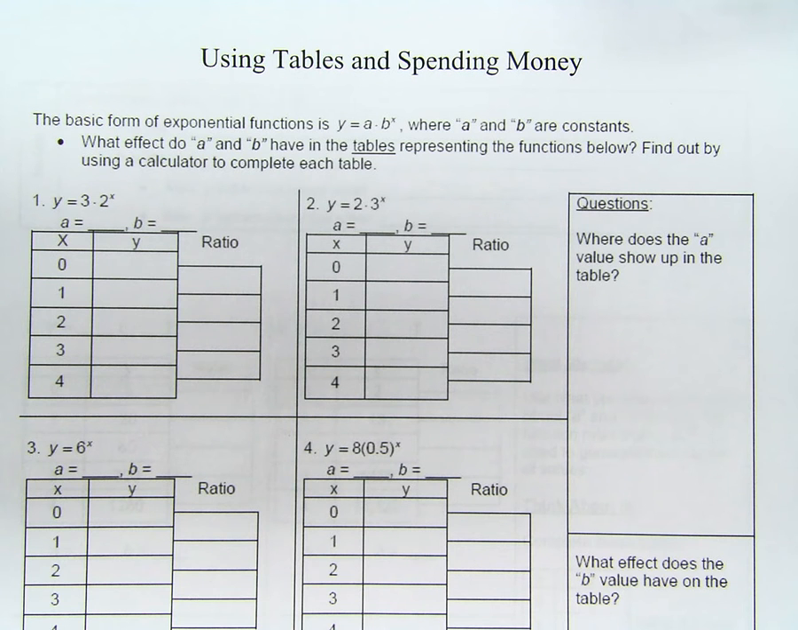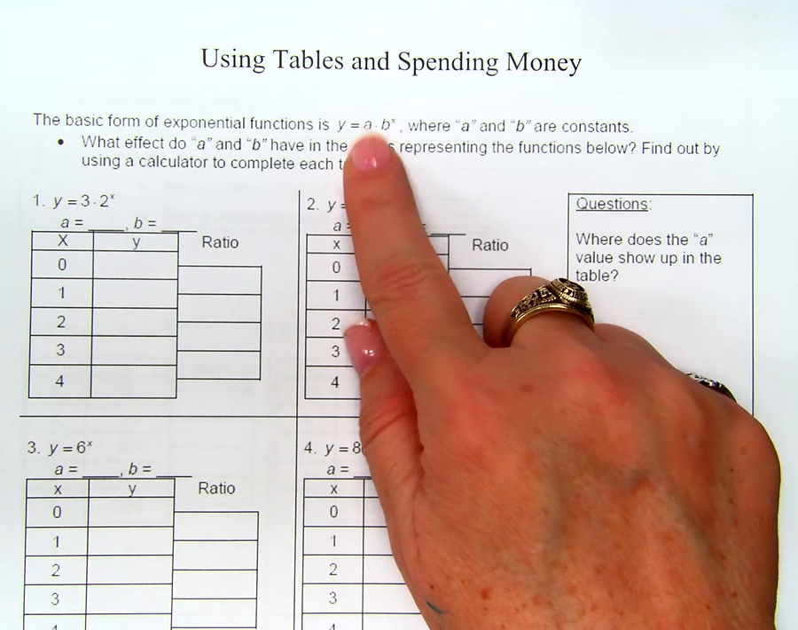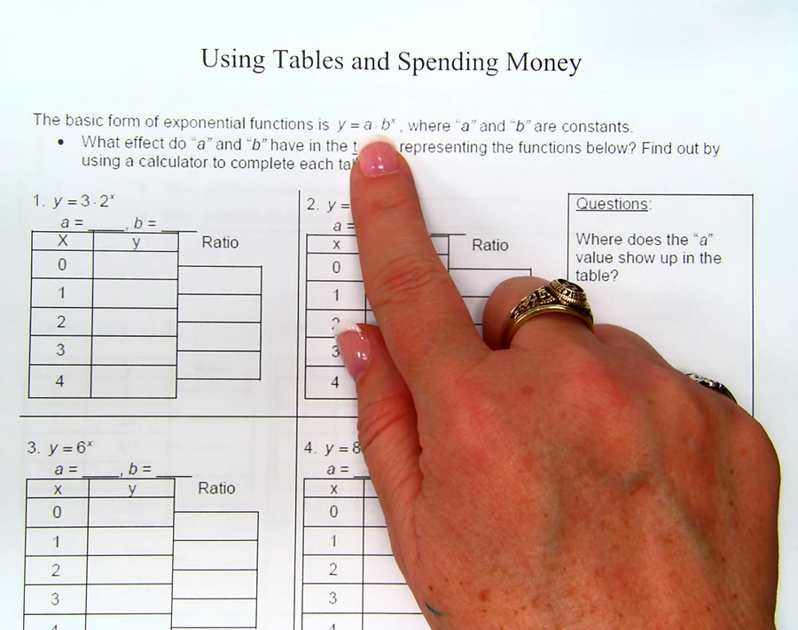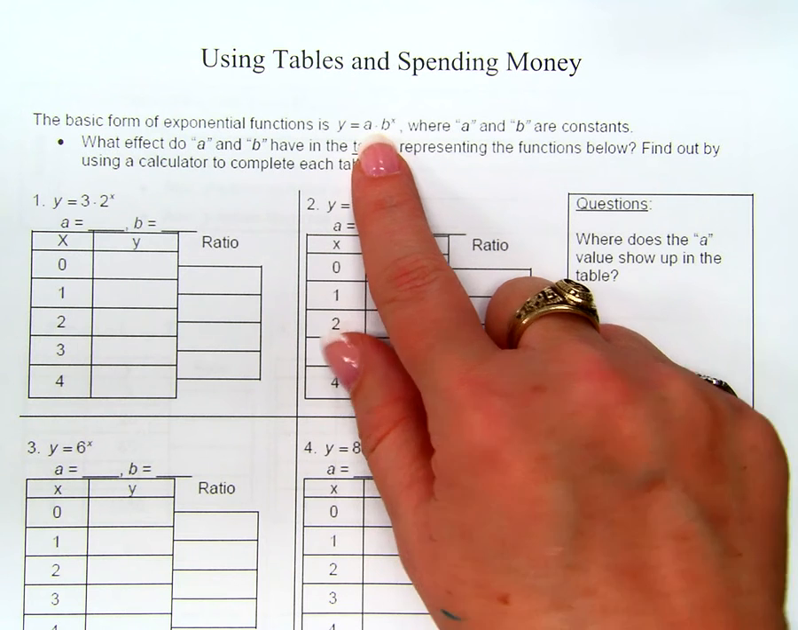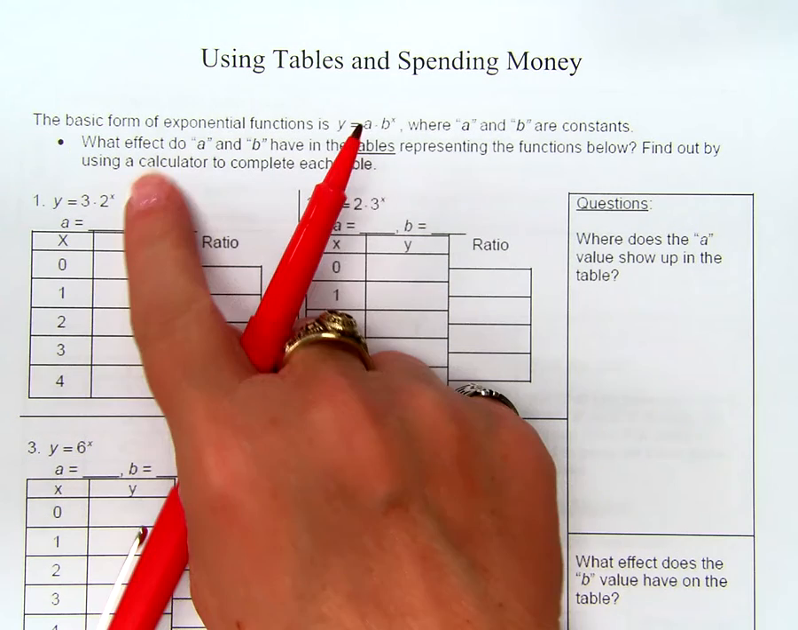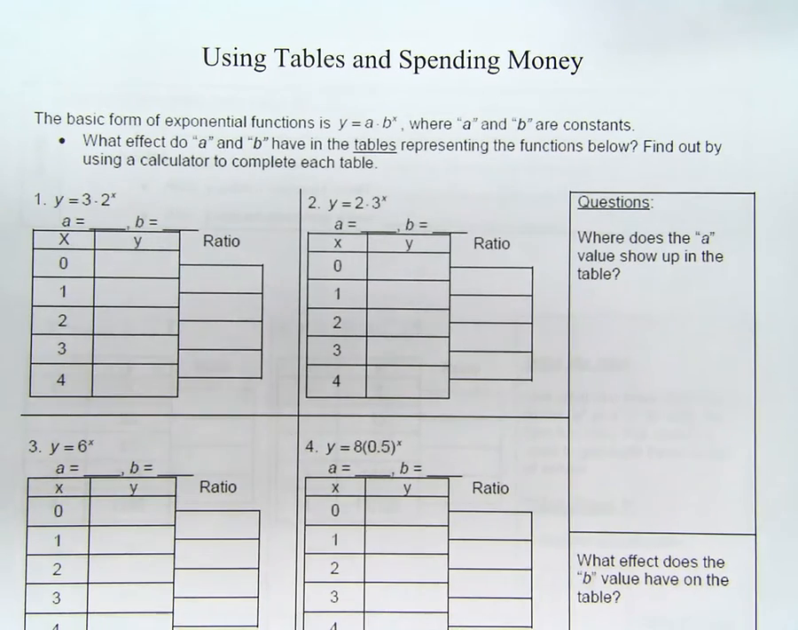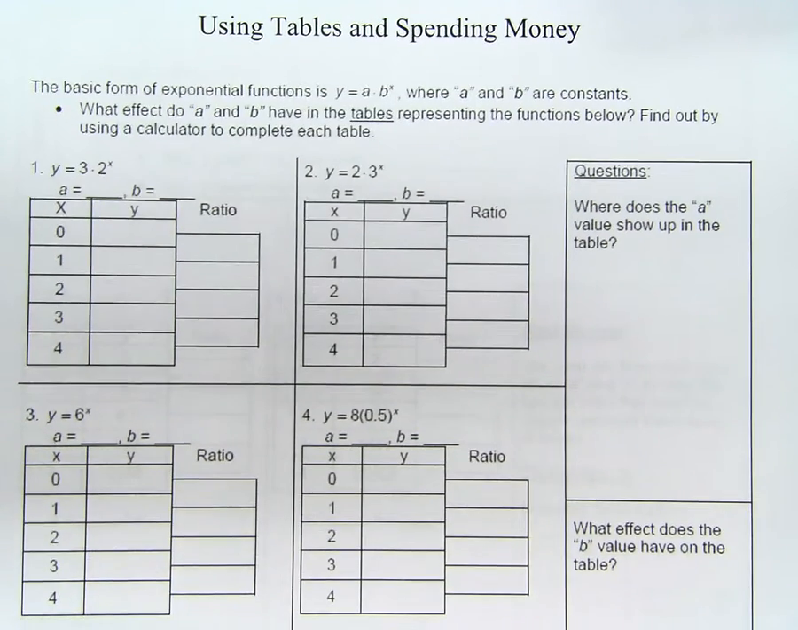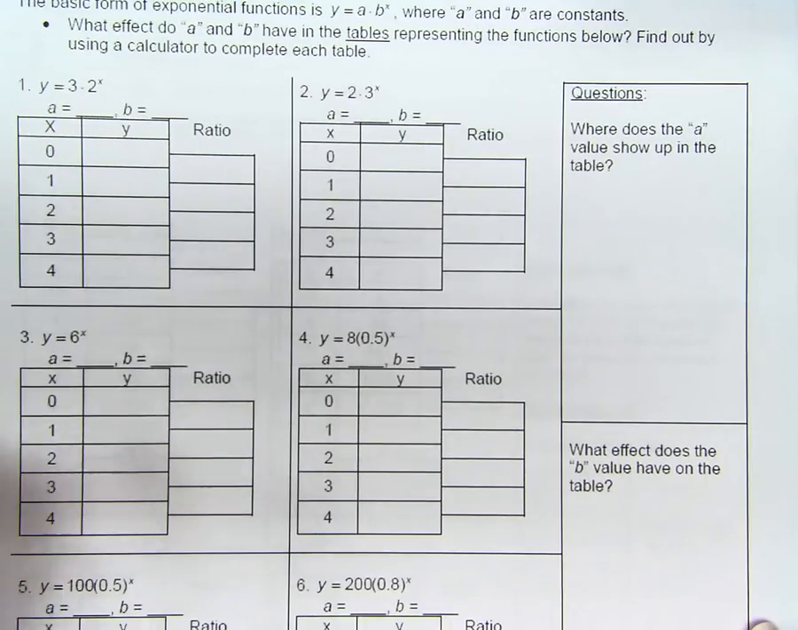The basic form of an exponential function is y equals a times b to the x power, where a and b are constants. I know that sometimes when we use letters in an equation, we're saying that's a variable. Are a and b variables this time though? No, they're specifically standing for something, and when we write our actual equation, a and b are not going to be in the equation. There's going to be numbers that stand in place of those letters. Okay? So we're trying to figure out what effect a and b have on the table. So that's where we're going. That's our goal.